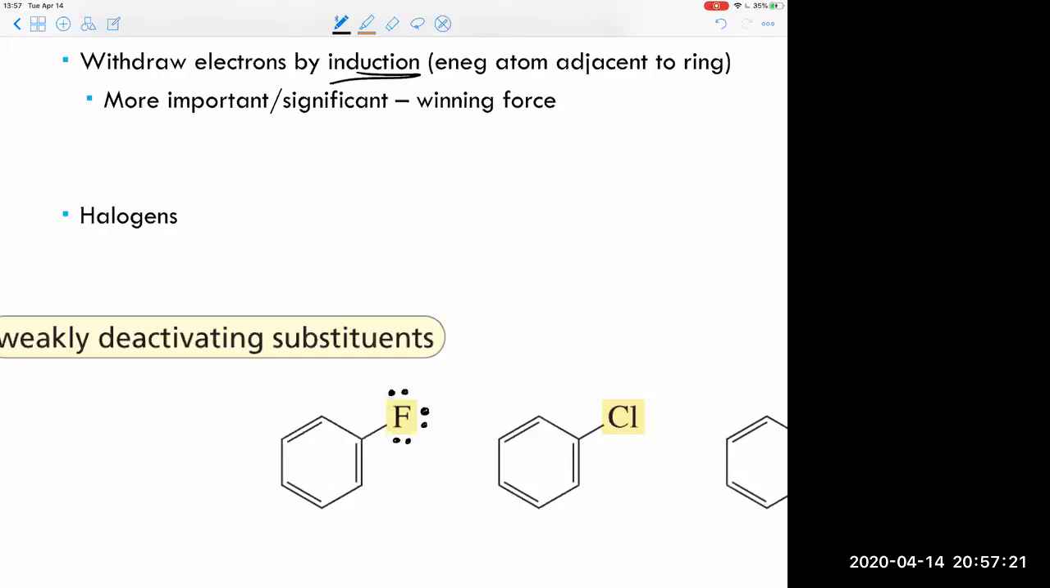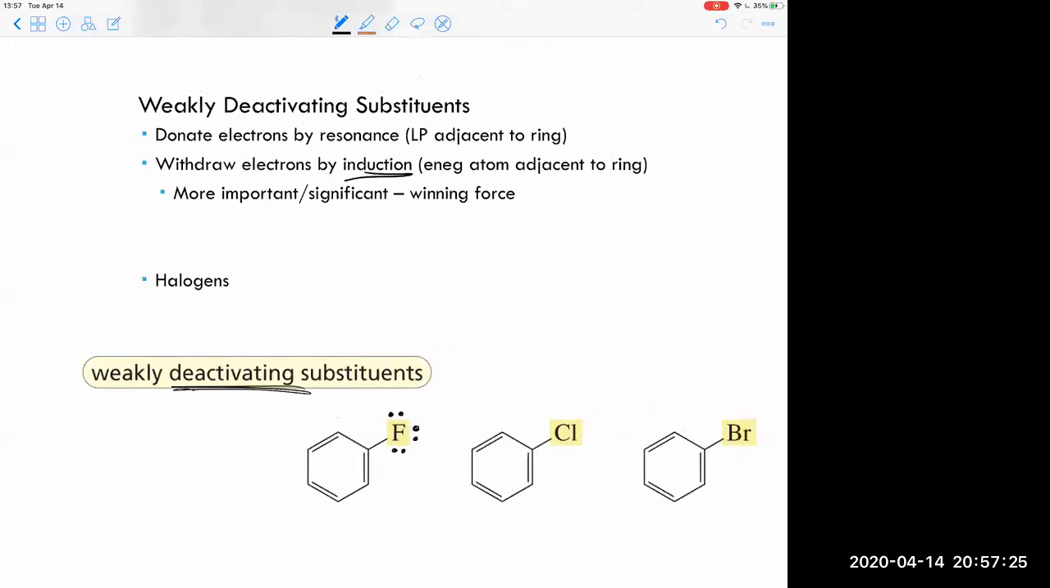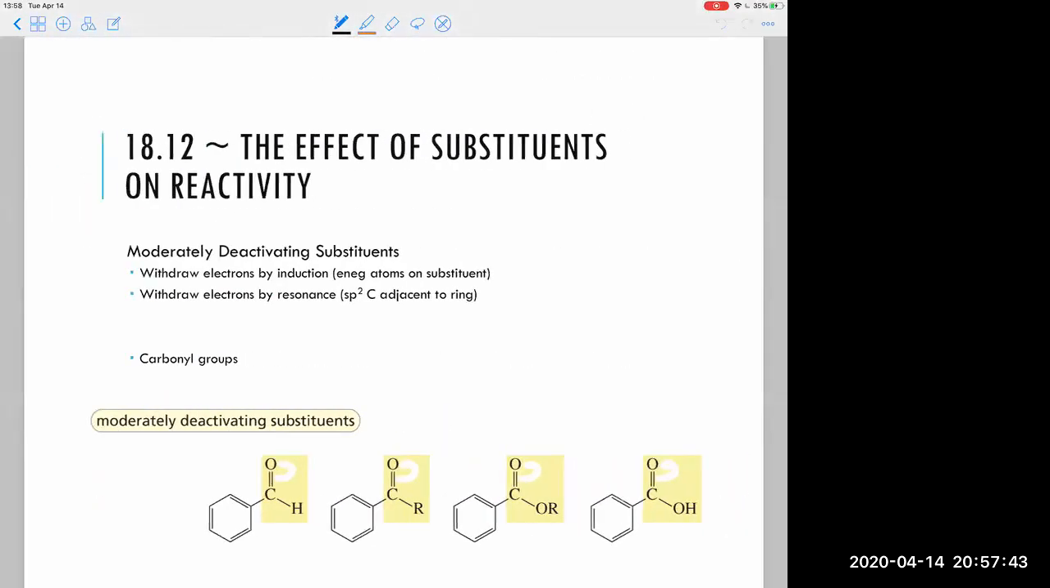All right, so they have this push-pull effect. The net effect, though, is that they're actually deactivating. So our halogens are electron withdrawing groups. Only weakly so, though. All right, moderately deactivating groups would be carbonyl groups located directly next to the ring.